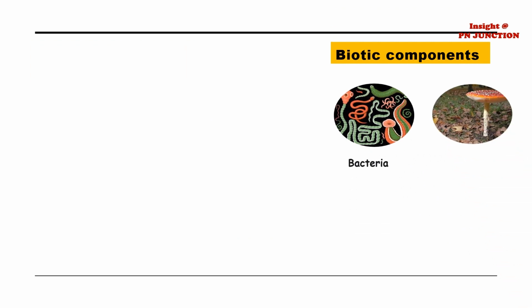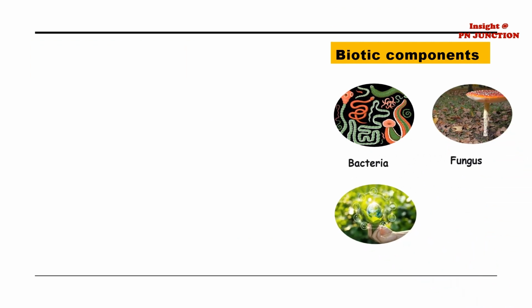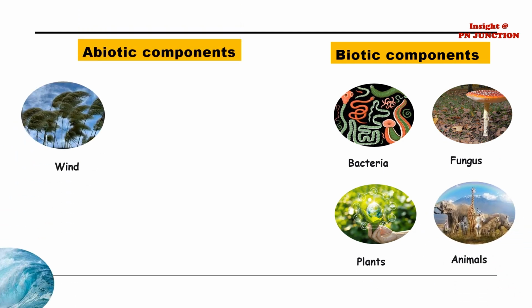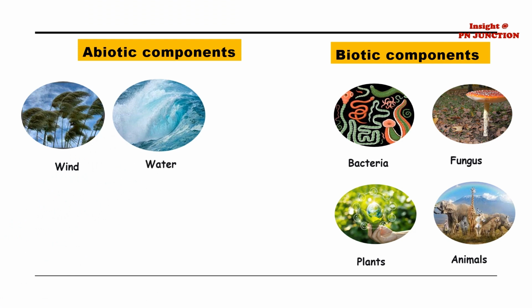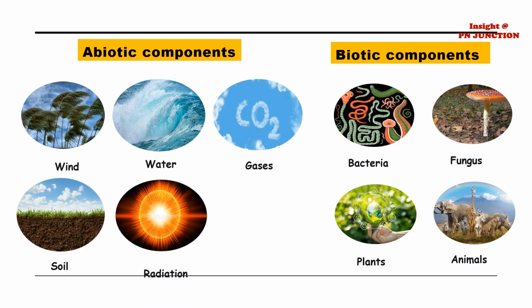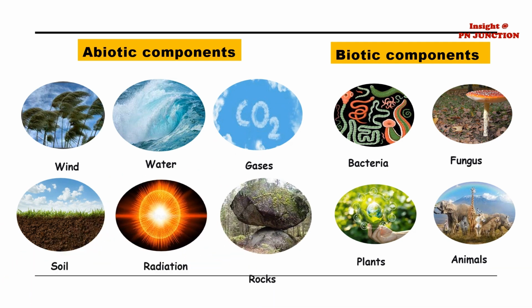Well, the word bio means life. All that breathes, including plants, animals, humans, parasites, decomposers, etc., fall under the category of biotic components, whereas abiotic means absence of life. Therefore, all non-living things like wind, water, gases, soil, radiation, and rocks together form abiotic components.